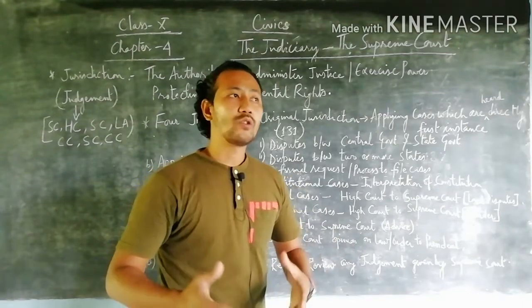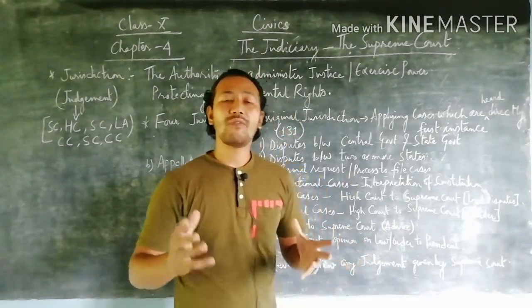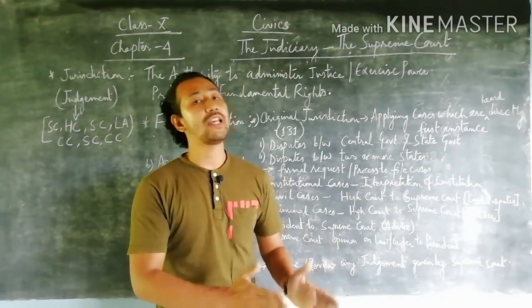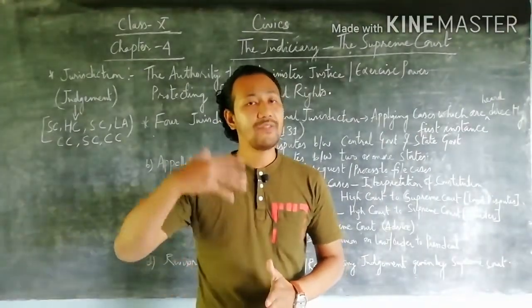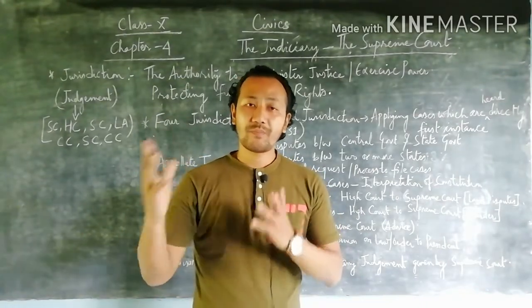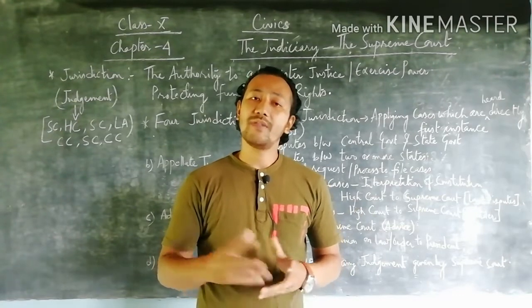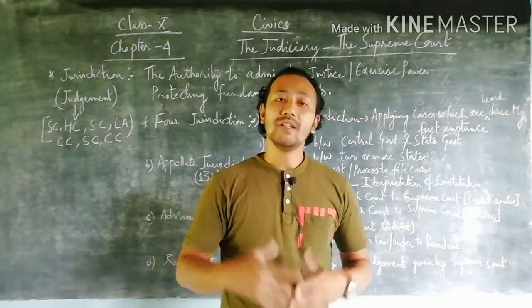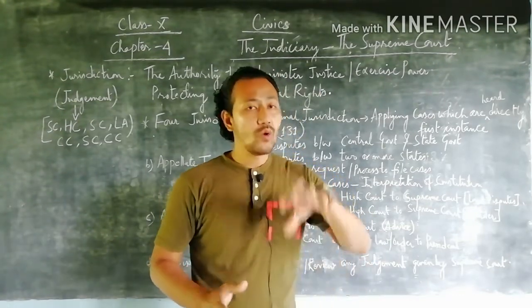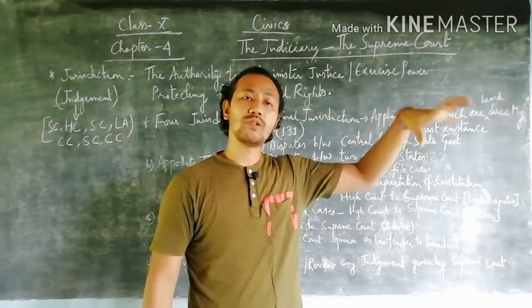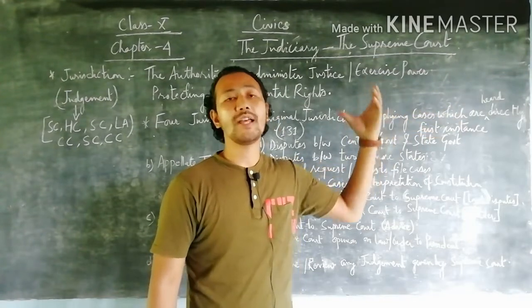Suppose a particular person wants to file a case with the help of a lawyer or advocate, either a civil case or a criminal case, and it is forwarded to the High Court. If they are not satisfied with the judgment even after the decision has been given by the High Court judge, they can appeal those cases to the topmost or apex court, known as the Supreme Court.